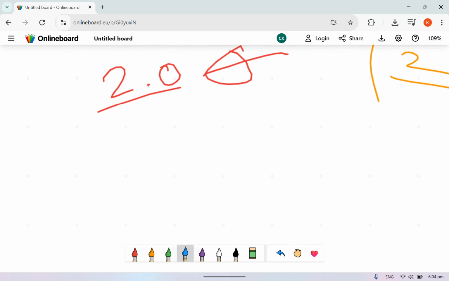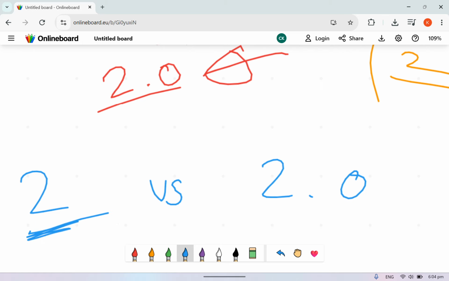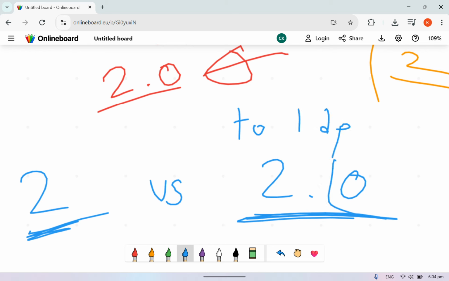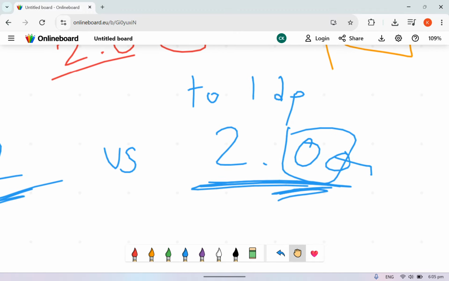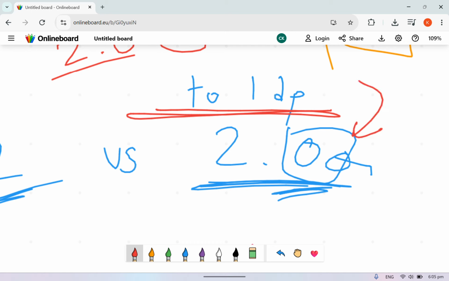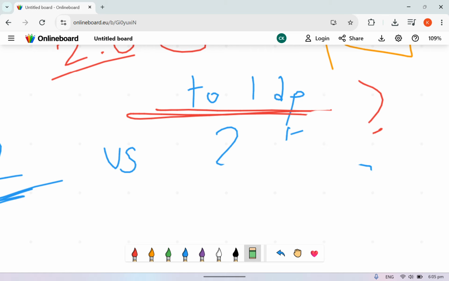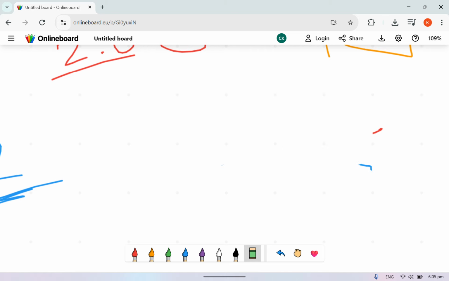If I have the number 2, and I have number 2.0, I know that this is just a normal 2, and this is a 2 to 1 decimal point, which is why it's so necessary to put in the 0. Now, you may not really understand the gravity of why significant figures and accuracy are so important. But the reason for this extra zero is really because it is to 1 dp, which is why the zero is necessary. So it defines the accuracy. That's sort of how I'm going to say it. It defines the accuracy. Okay.